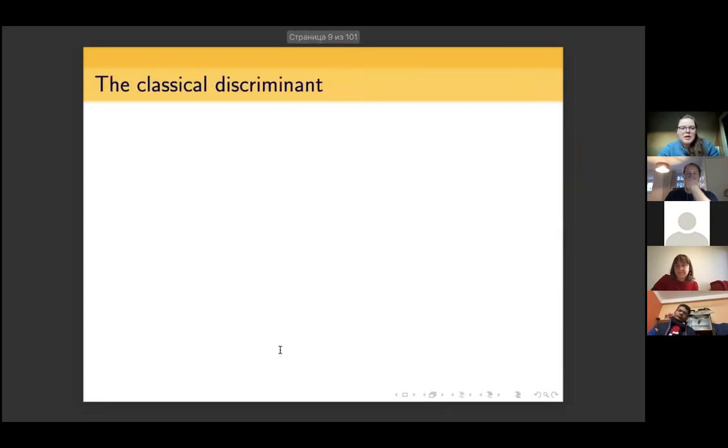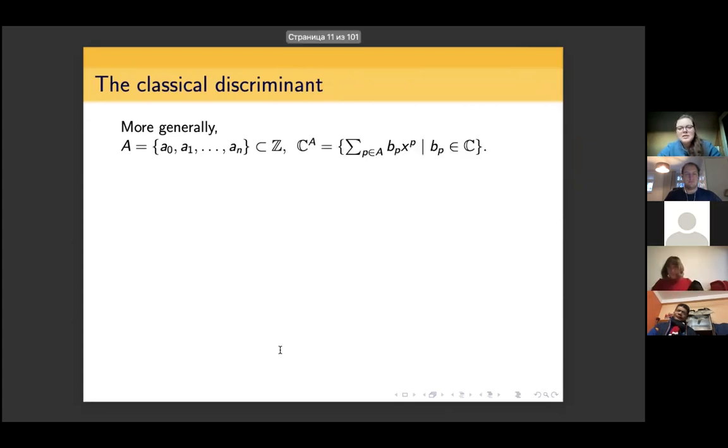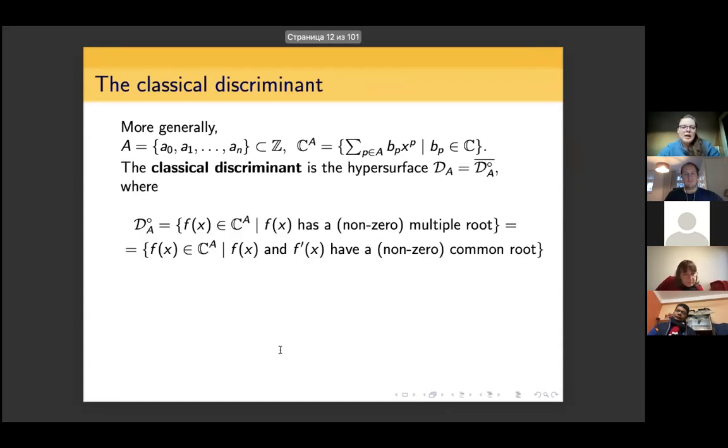We can consider an arbitrary set A in, say, a one-dimensional lattice. And again, the set of all polynomials with degrees in this set A. And then we would refer to the discriminant, or classical discriminant, as opposed to the Morse discriminant that we'll talk about later. That would be the closure of all polynomials that would have a non-zero multiple root, or in other words, at some non-zero point, the polynomial together with its partial derivatives would vanish.